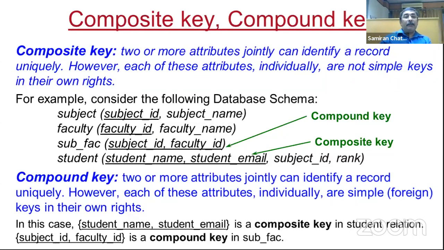So a compound key is essentially a composite key, but the components of the compound key are themselves keys in different tables. We call it a compound key, as if two different keys are connected together, like two elements combined to give a compound. Similarly, two primary keys combined together give a key in another table. So therefore, it is a compound key.